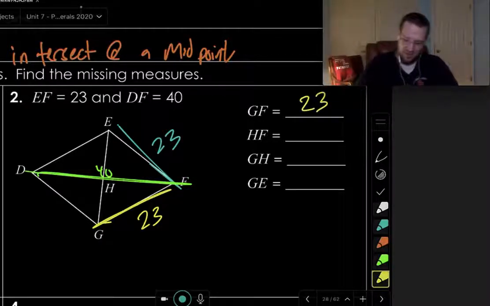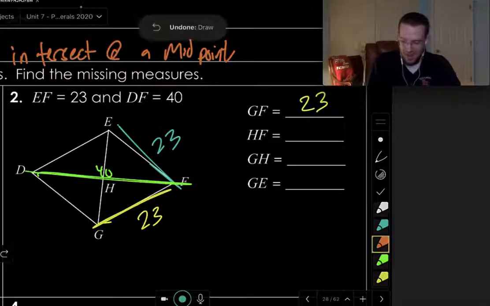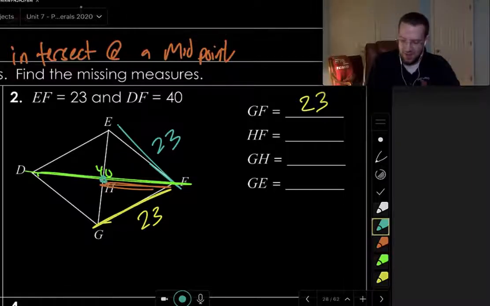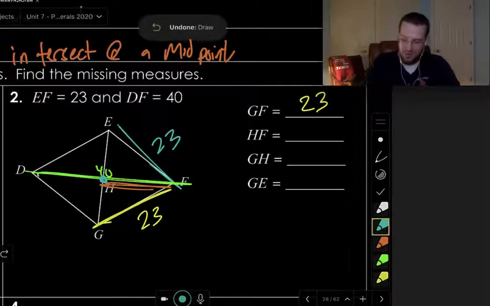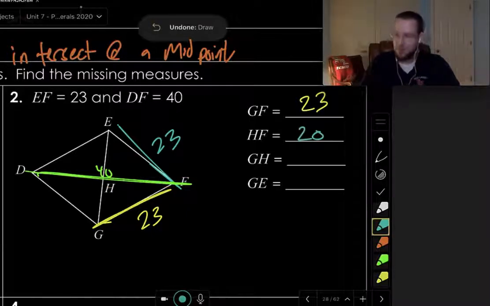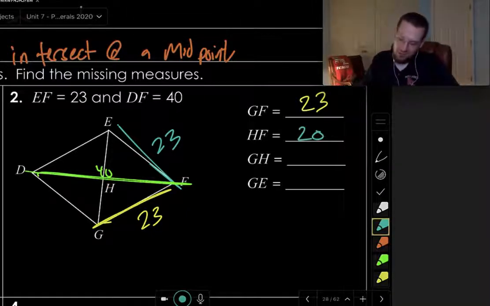What about HF? HF looks like it's just about half. And again, it is because the diagonals intersect at a midpoint, which means that the segments on either side of that intersection point will be the same. So this is going to be a big 20. And then we want to have GH.